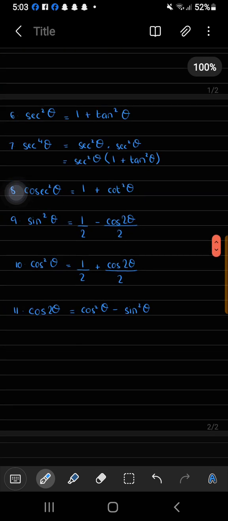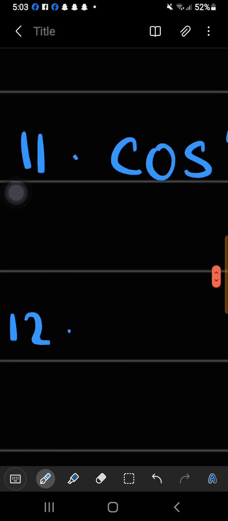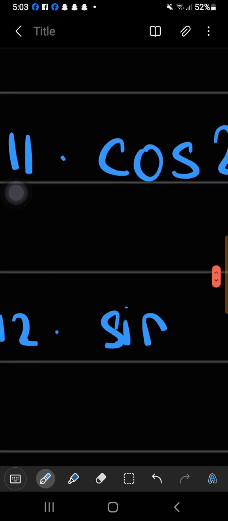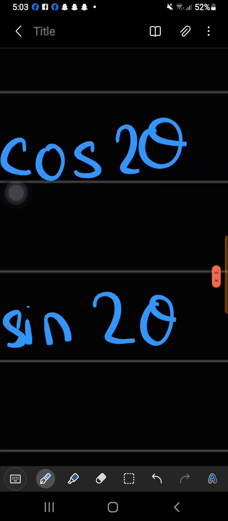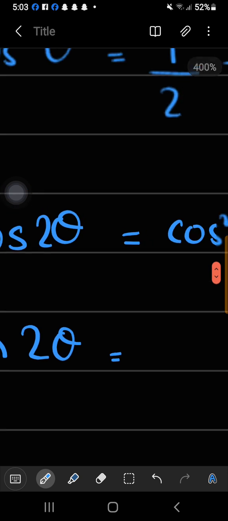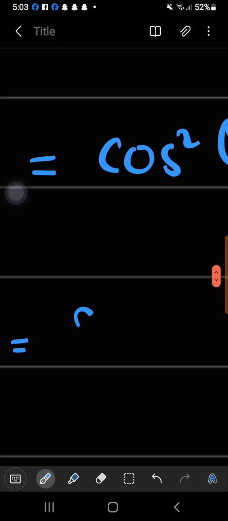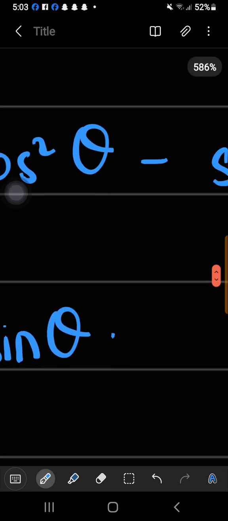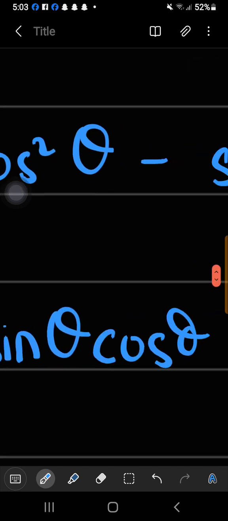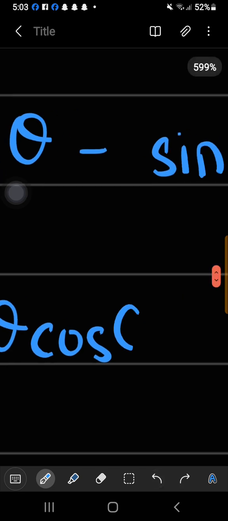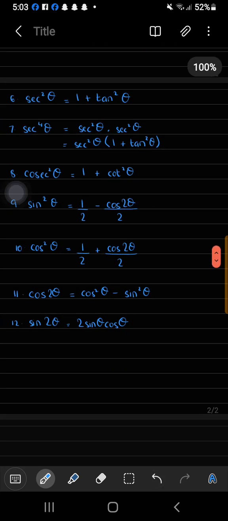Okay, and now we are going for the 12th property. It is for sine 2 theta. This property is usually used in our AS level mathematics course: sine 2 theta equals 2 sine theta cos theta. Let me write it nicely.